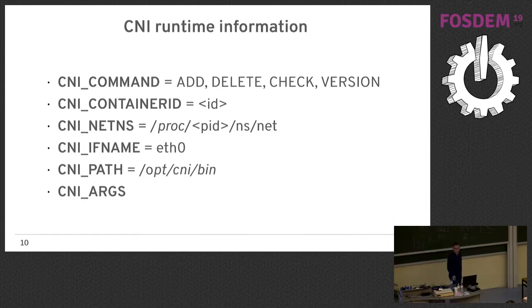Container ID, pretty obvious. NetNS, this is the network namespace. IF name, this is the name of the network interface which the container runtime expects us to create. CNI path, this is the path to the CNI plugins directory. And CNI args, this is just some additional information that the container runtime wants to pass to us. In Kubernetes, for example, you can find the pod name that is being created in here.